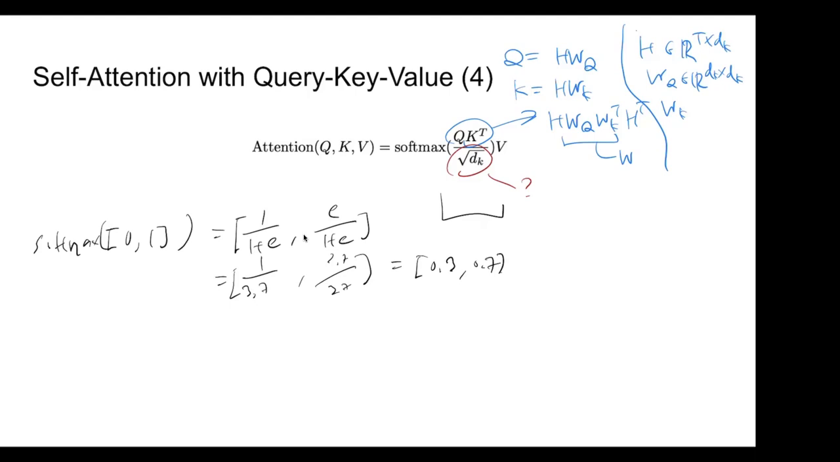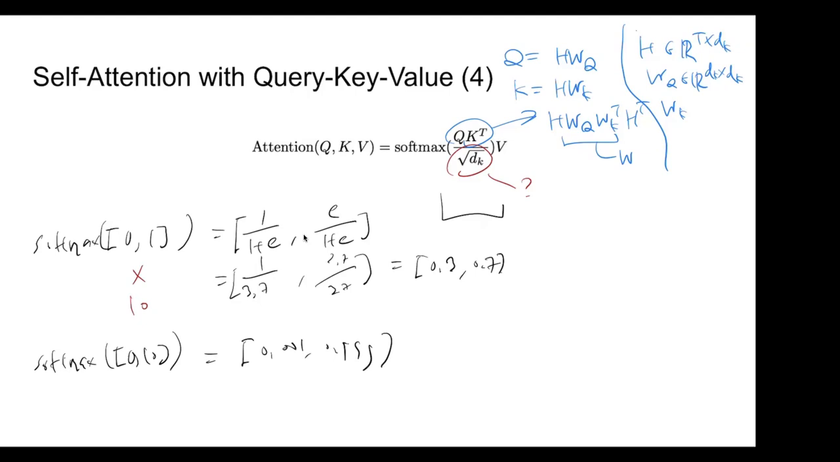But what if you multiply this by 10? Then this will be 0 and 10. And we saw that this will be very close to 0.01, 0.999. We are basically saturating these attention weights a lot by just multiplying by 10. And what's the problem with saturation? If you saturate, you will not get gradient for values that are really small. You will not get the gradient through this 0.001 because it's so small. So your model will not train well.